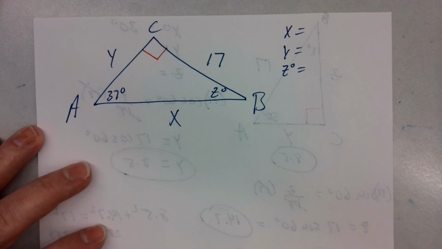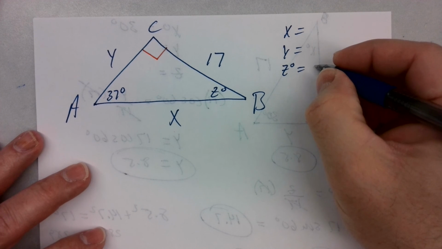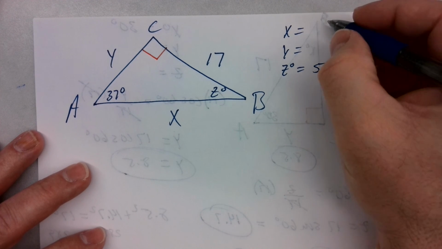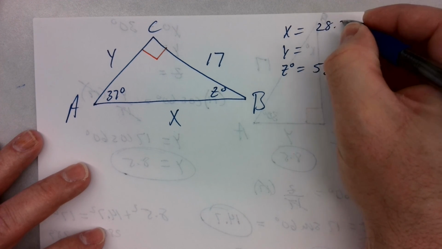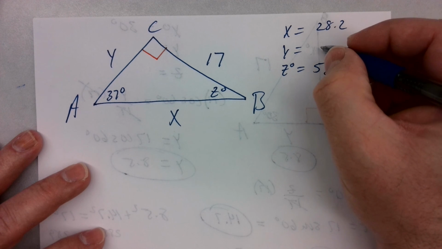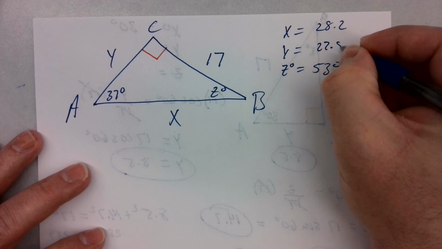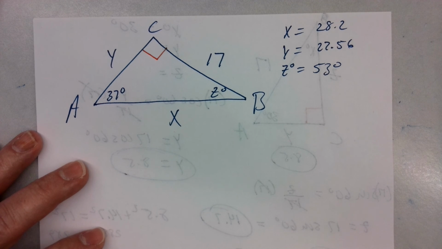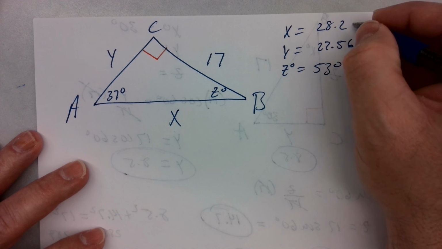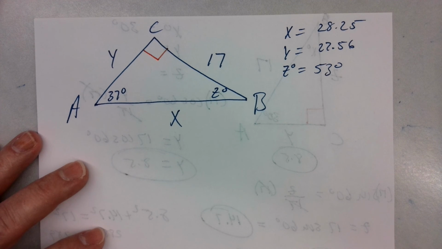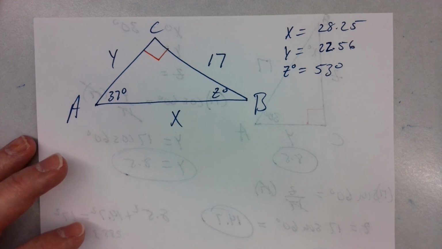Alrighty, so who is 7? Alrighty, Lindley, what is Z? 53. What is X? 28.2. And Y? Y is 22.56. Sorry, X is actually 0.25. It's going big right there. Anybody else get those numbers? Is that 22.5? Yeah. How many of you got those numbers? Raise your hands. Not enough.